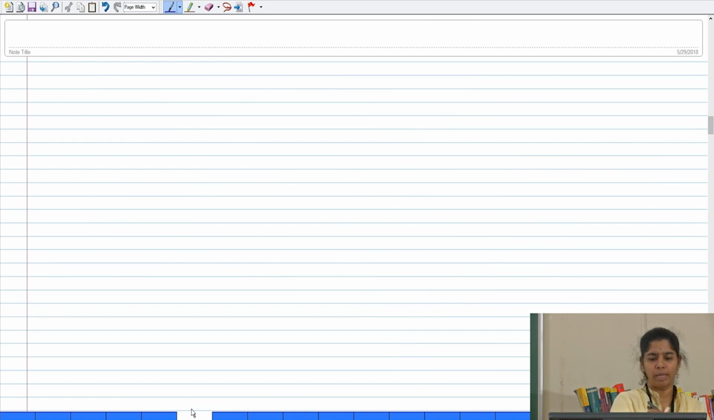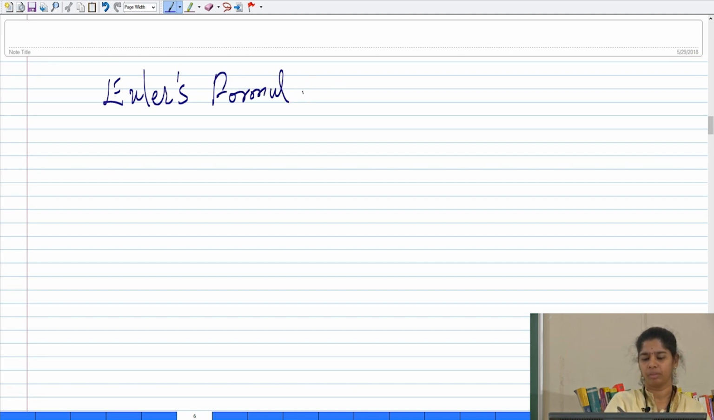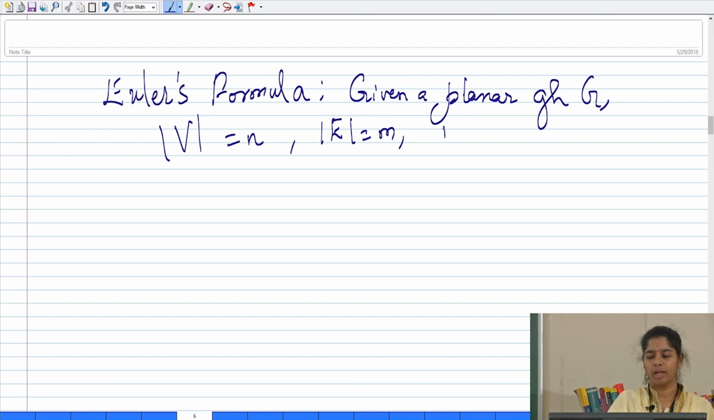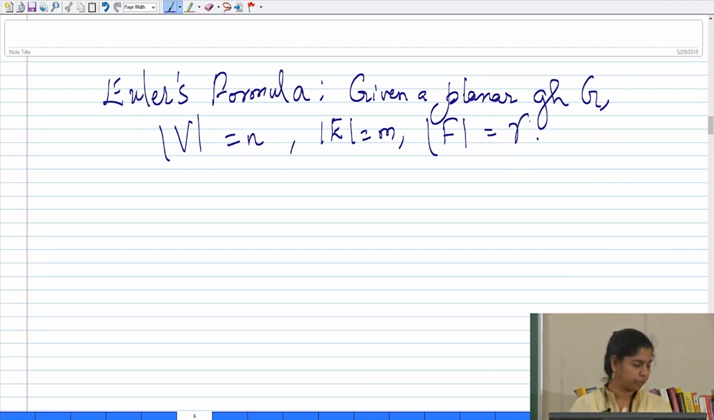This is again a formula given by Euler. It actually comes from polyhedral geometry. It says that suppose we have the number of vertices in a graph. I am going back to a planar graph, given a planar graph G. Suppose there are n vertices, m edges, and some f number of faces. Let me just use r to be the number of regions or number of faces.